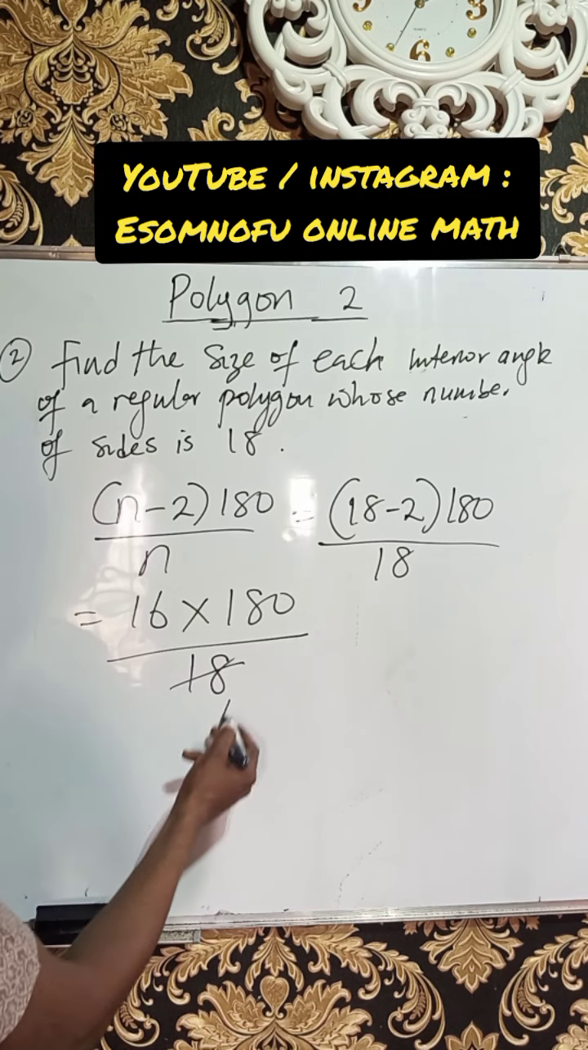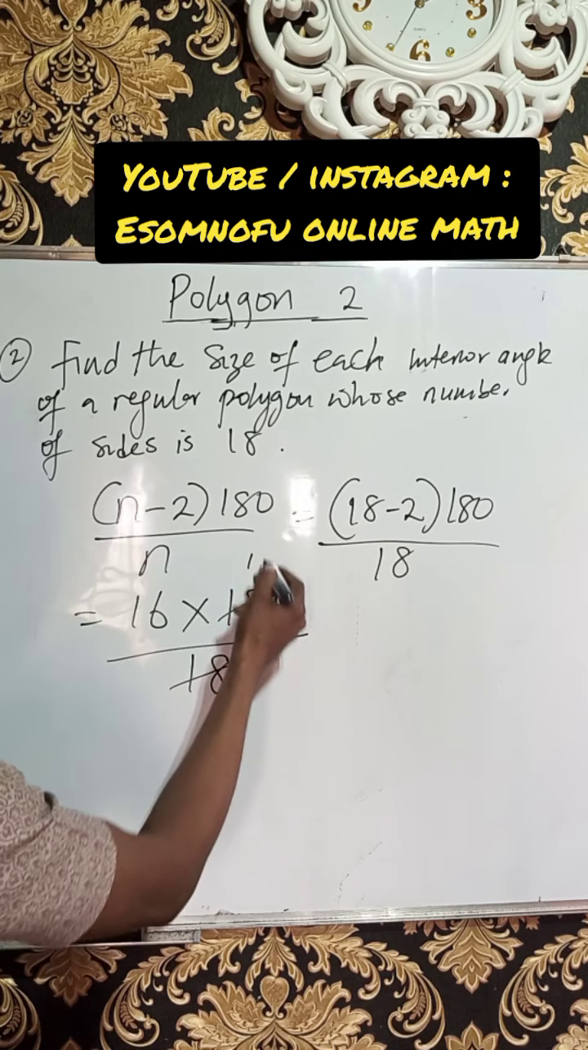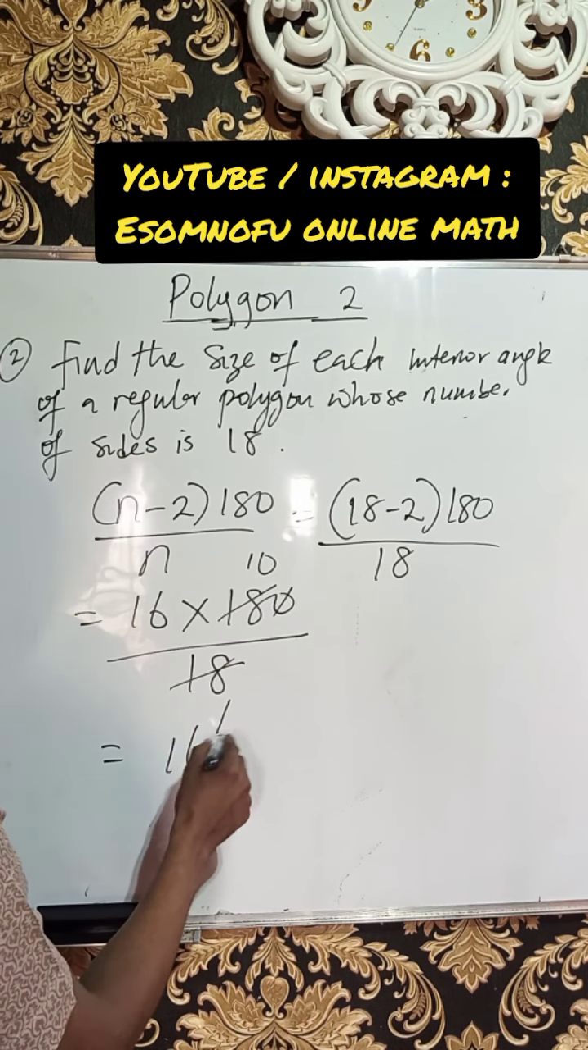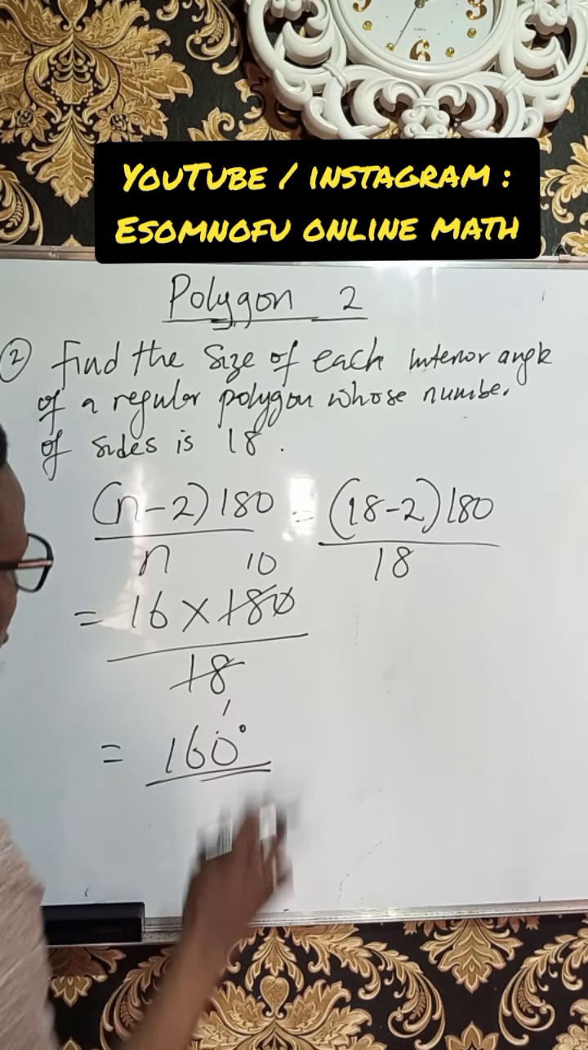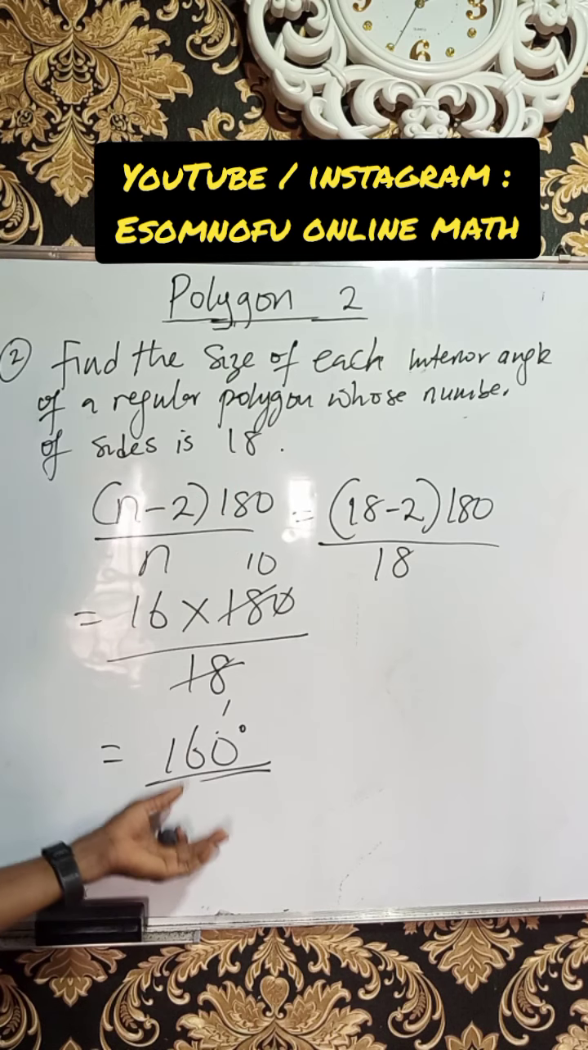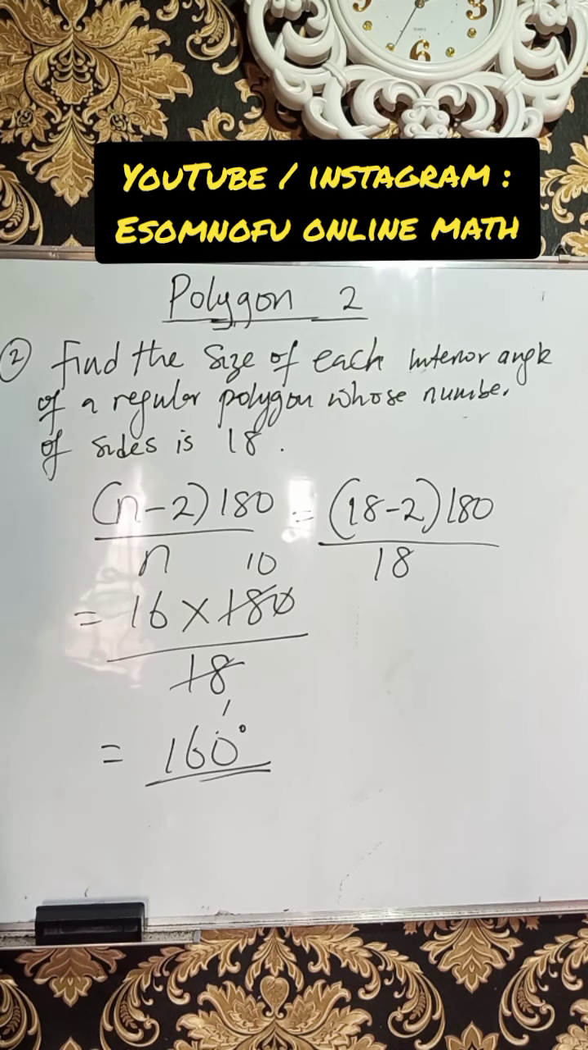Without wasting time, 18 here divided by 18 is 1, and 180 divided by 18 is 10. We now have 16 times 10, so it will give us 160 degrees. So the value of each angle of a polygon with 18 sides will be 160 degrees.